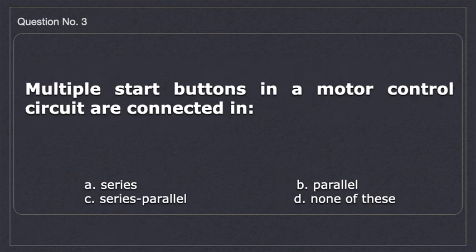Question number 3. Multiple start buttons in a motor control circuit are connected in A. Series, B. Parallel, C. Series parallel, D. None of these. Answer: B. Parallel.